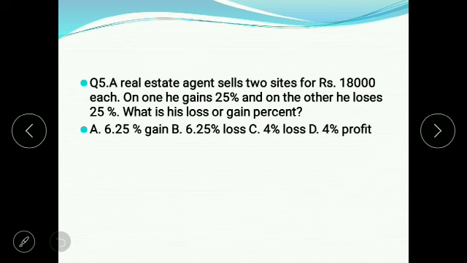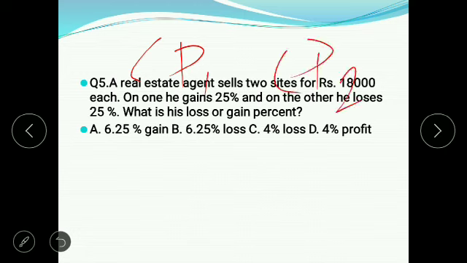In this math it says that a real estate agent sells two sites for 18,000 each. On one he gains 25% and on the other he loses 25%. What will be his loss or gain percentage? In a simpler way, you can solve this math by computing the cost price of the first and the cost price of the second, then add them, then 36,000 minus the sum of CP1 and CP2, divided by CP1 plus CP2, and then you can obtain the loss or profit percentage.